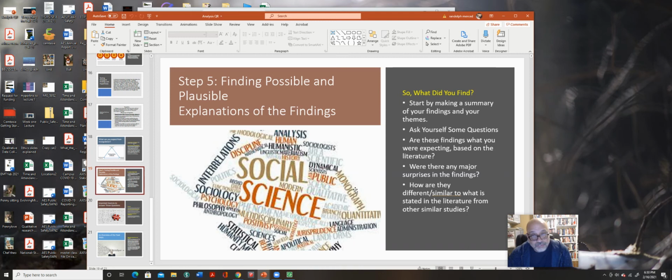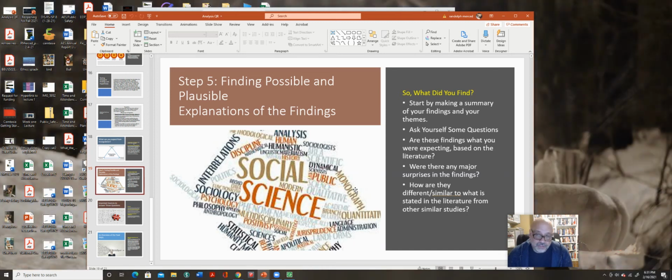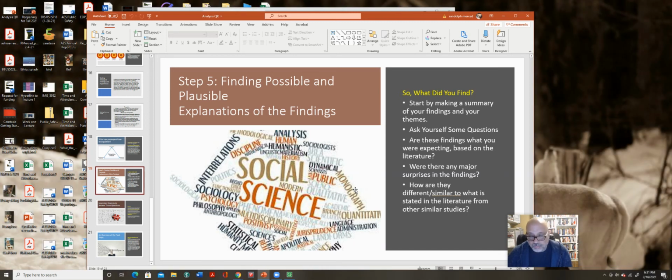Step 5, finding possible and plausible explanations for the findings. So what did you find in your work? You start by making a summary. You ask yourself some questions. Are these findings what you expected based on the literature that's out there? You're validating a lot of literature, or you're refuting something. Were there any major surprises in the findings? How are they similar or different from what's stated in the literature that you went through before?